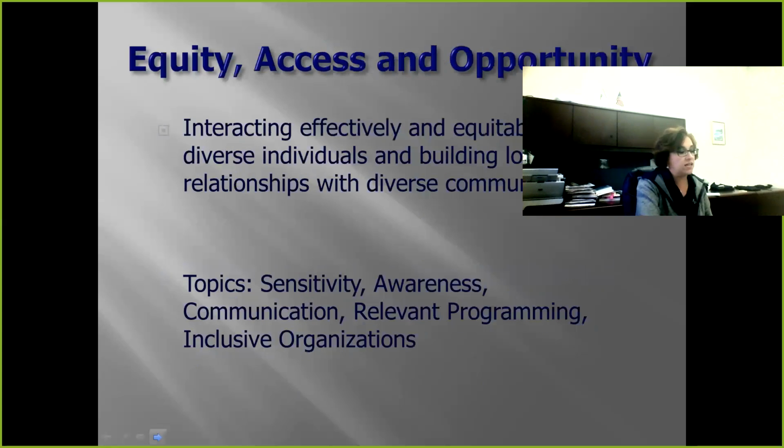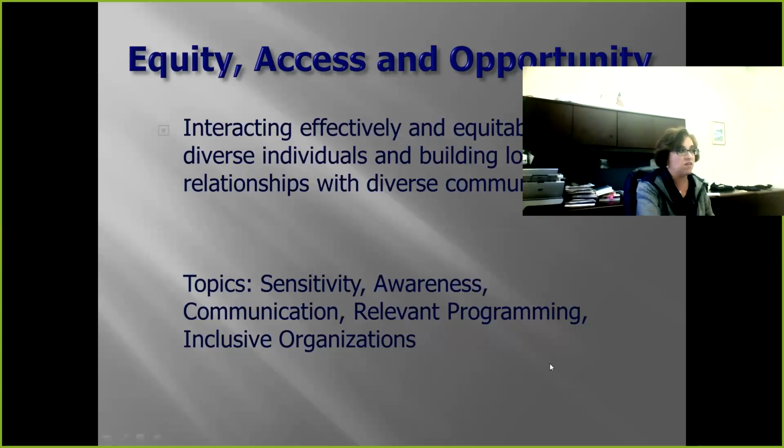The equity, access, and opportunity area is interacting effectively and equitably with diverse individuals and building that long-term relationship with diverse audiences. This isn't just what we consider ethnic diversity. This is also looking at young people with special needs. This is looking at urban versus rural. This is looking at socioeconomic, looking at just the whole gamut of equity, access, and opportunity.